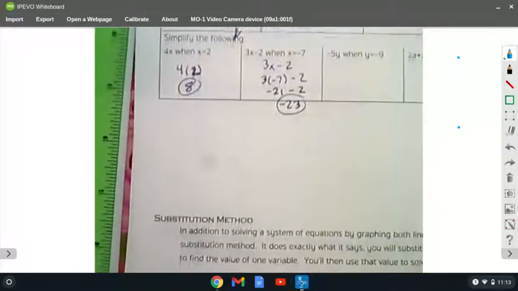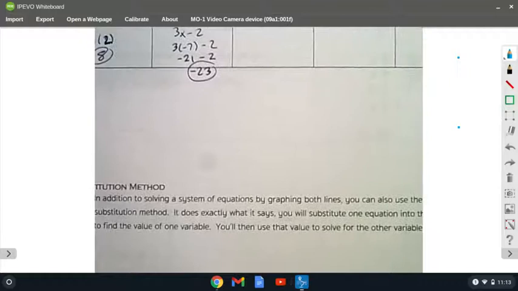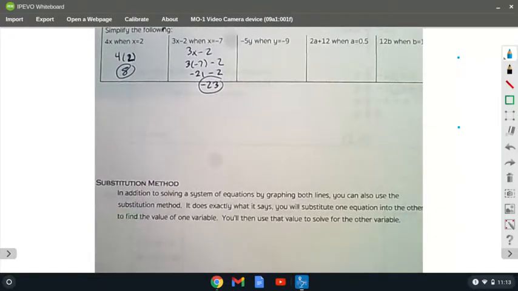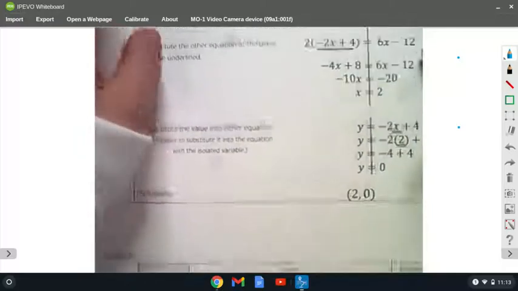This is just a little blurb about the substitution method. In addition to solving a system of equations by graphing both lines, we can also use the substitution method. It does exactly what it says. You'll substitute one equation into the other to find the value of one variable. You'll then use that value to solve for the other variable. So what does that mean? Let's explain with a problem.